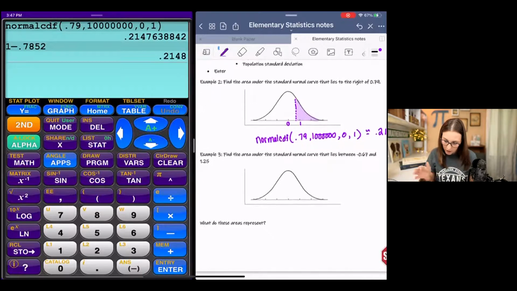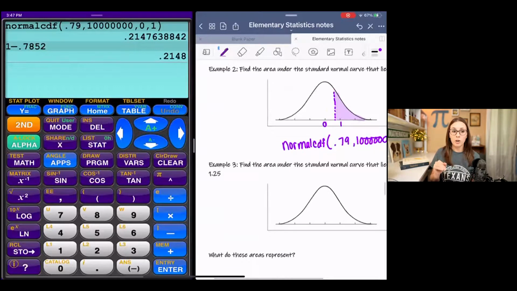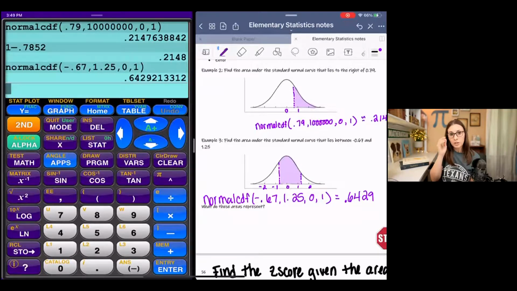We've got: find the area under the standard normal curve that lies between negative 0.67 and 1.25. I want you to pause it and try this on your own and then come back and check your answer. If you did this in the calculator, then you would need to type second vars, normal CDF, left bound is the smaller number, right bound is the larger number, 0, 1, and you get about 0.6429. Now, if you did this by hand using the tables, you would have to find the area associated with negative 0.67, and then the area associated with 1.25, subtract the two areas, and there's your area.